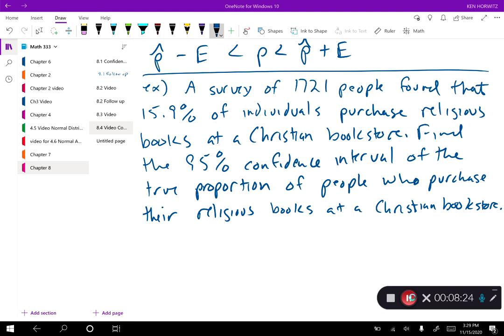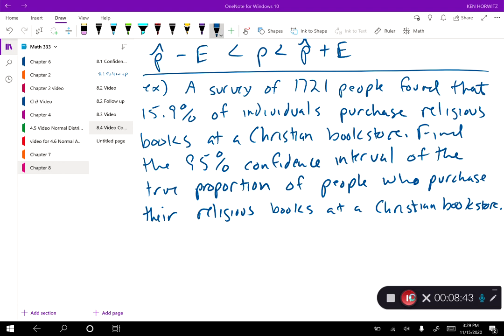A survey of 1,721 people found that 15.9% of individuals purchase religious books at a Christian bookstore. Find the 95% confidence interval of the true proportion of people who purchase their religious books at a Christian bookstore.